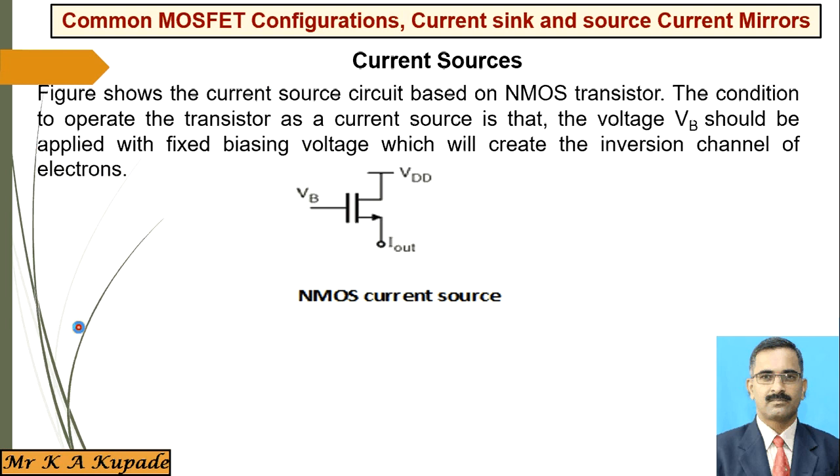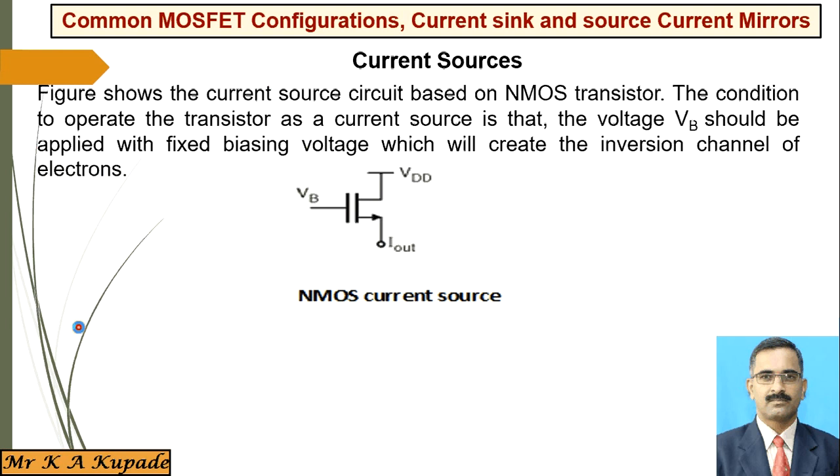Now, the figure shows the current source circuit based on the NMOS. In this, the condition to operate the transistor as the current source is that the applied biasing voltage VB reaches the maximum voltage, which creates the inversion here, right? If you remember the biasing concept of the MOSFET, VB is not a base voltage, it is a biasing voltage.